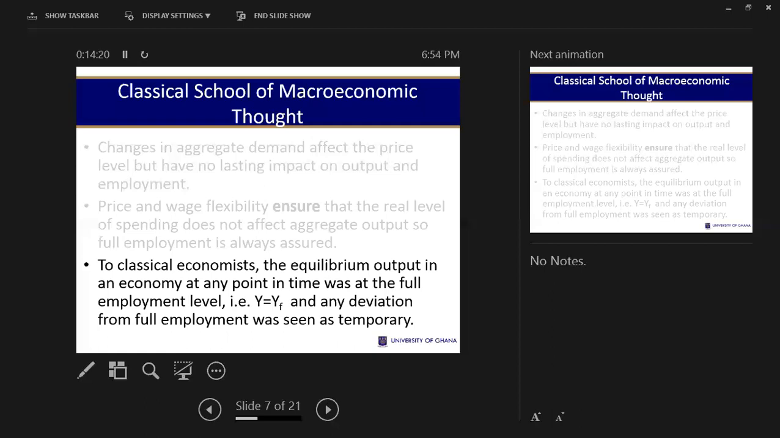If you produce more than what you are supposed to produce, something will happen and then you come back here. If you produce less than what you are supposed to, something is going to happen for you to come back there. We'll look at what will cause all those restorations of equilibrium. Just know that for them, there was always equilibrium in the economy.